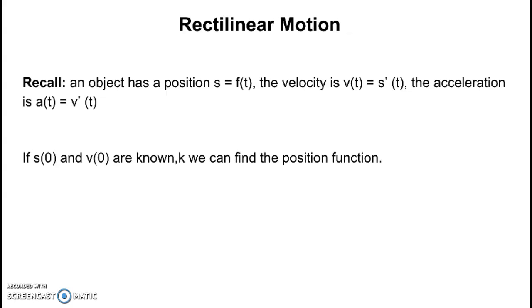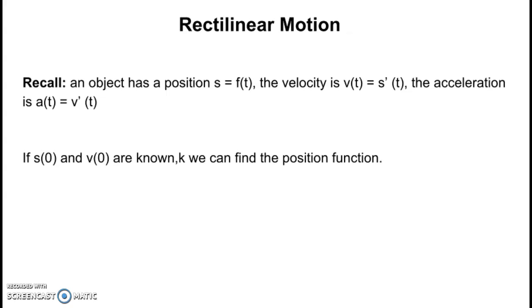If the acceleration and the initial values s of 0 and v of 0 are known, then the position function can be found by antidifferentiation twice. Sorry for my pronunciation.